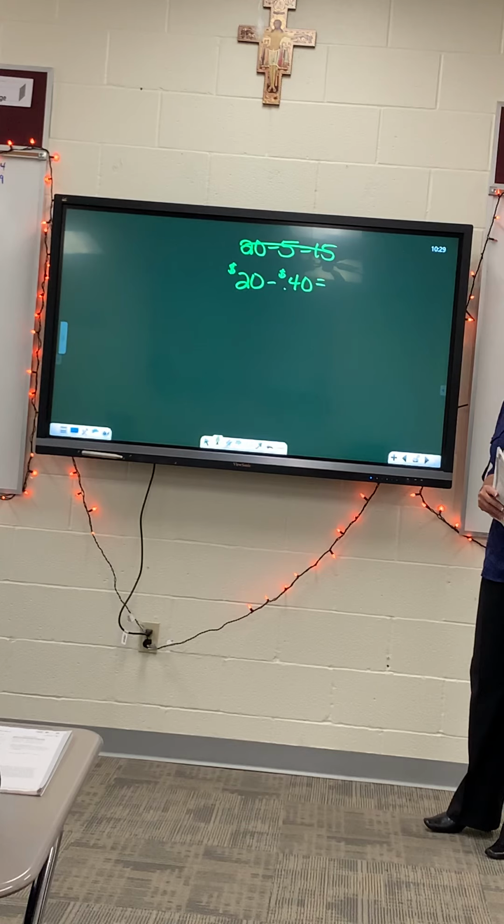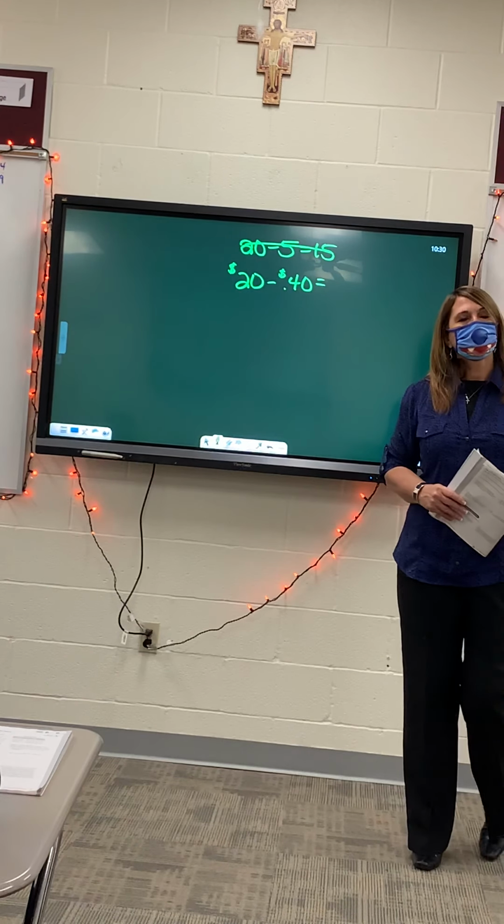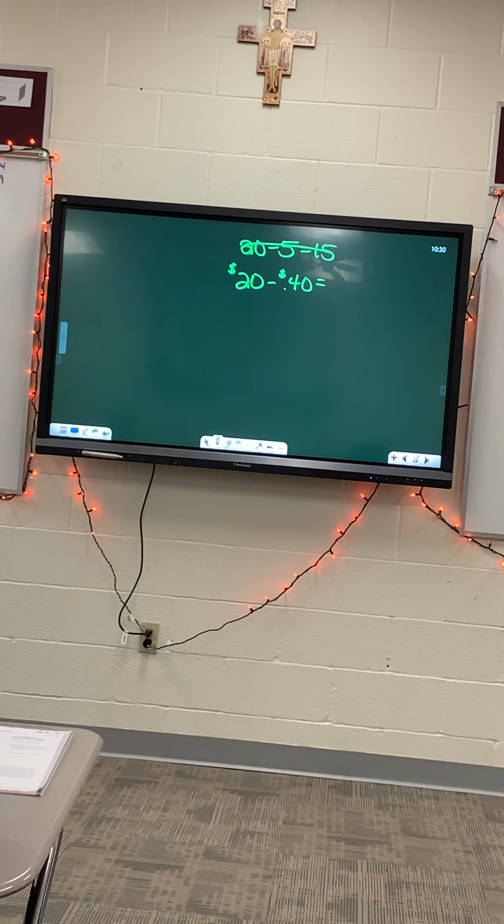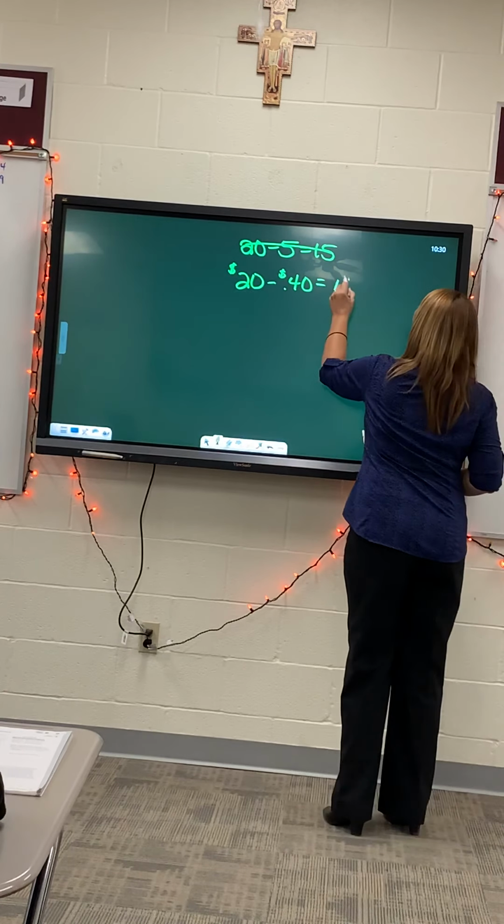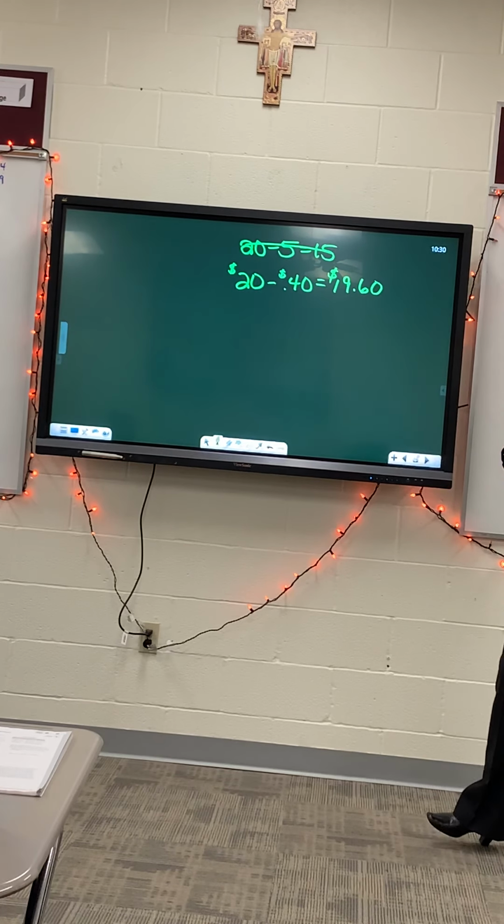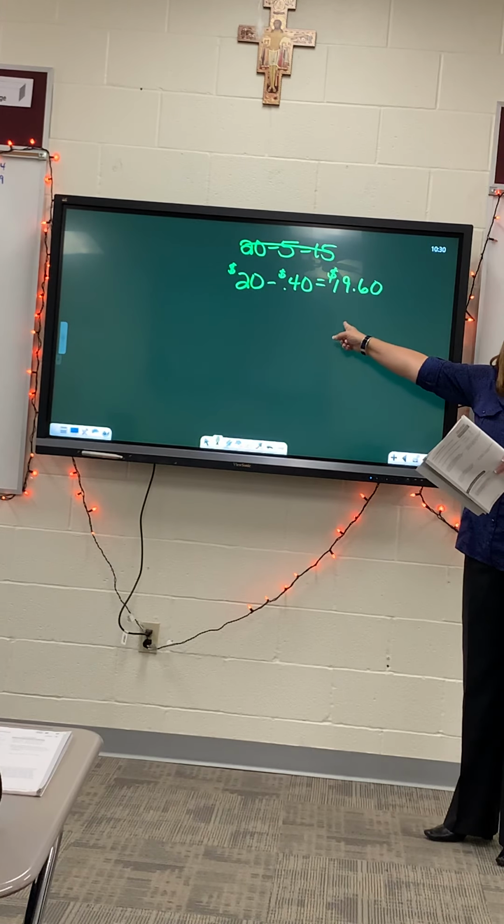Caden? Can you do that without even calculating? Yeah. $20 with 40 cents taken out. 19.60. So Mario got 40 cents in change when he bought the trail mix. So that trail mix must have cost $19.60, right?